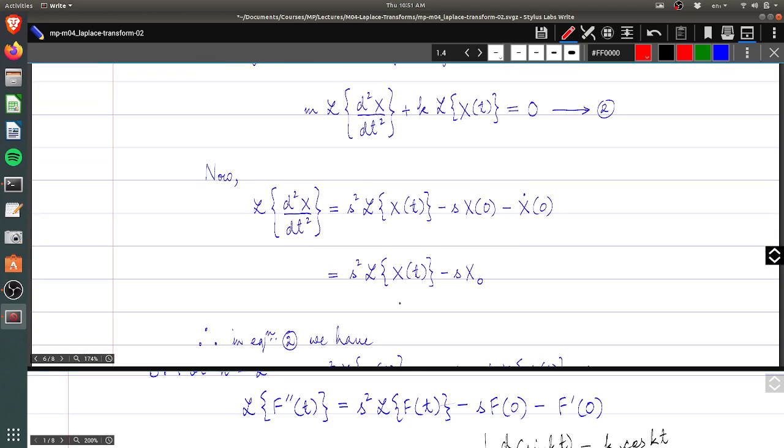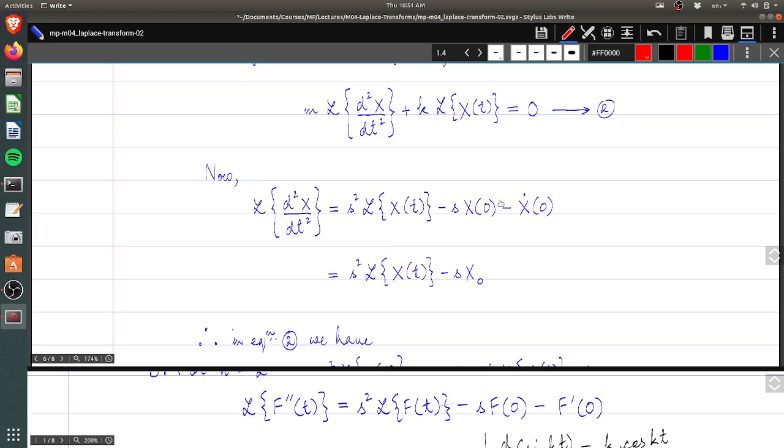So the Laplace transform of the second derivative will be, first we have s square times the Laplace transform of f of t, where f of t is nothing but x of t, minus s times f of 0, which is x of 0, minus f prime 0, which I am writing as x dot because we are differentiating with respect to time. Here t is time.